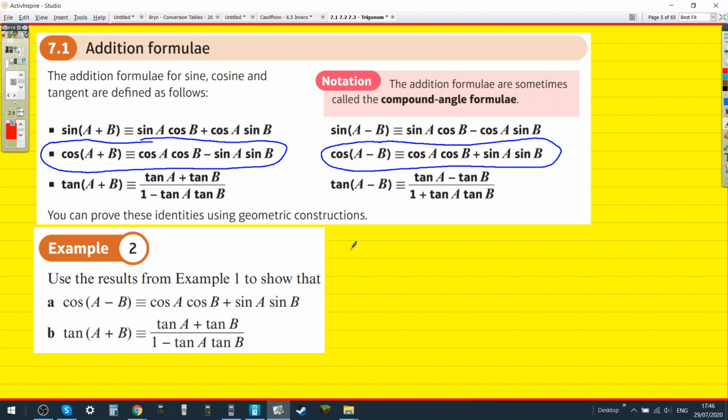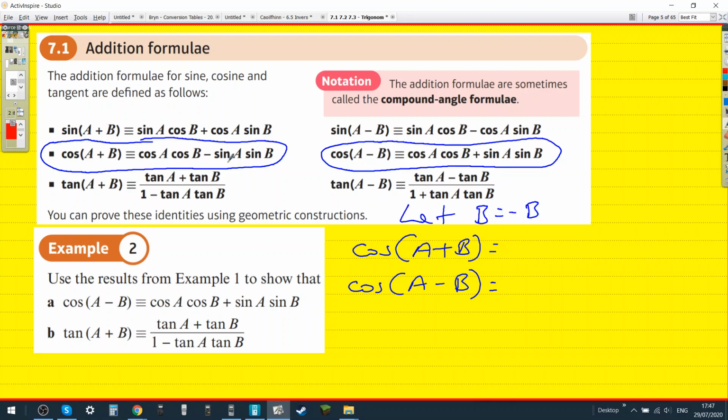With the rules that we just did, if you have cos A, it's the same as cos minus A. Spot the difference. The first one is A plus B and the second one is A minus B. So let B be equal to minus B. Wherever there was a positive B, you replace it with a negative B.